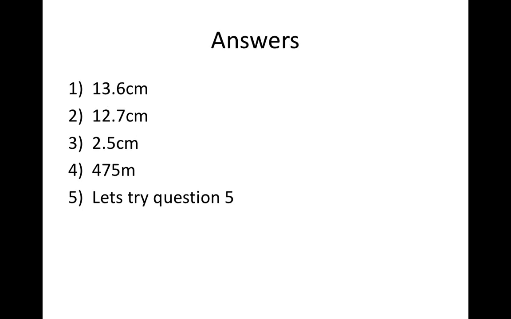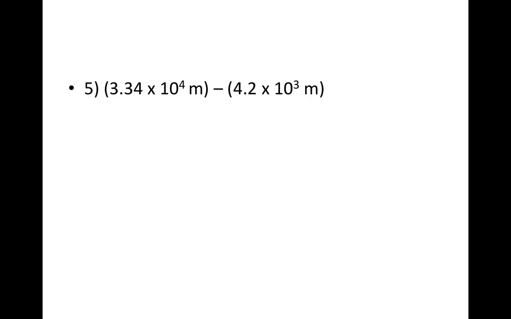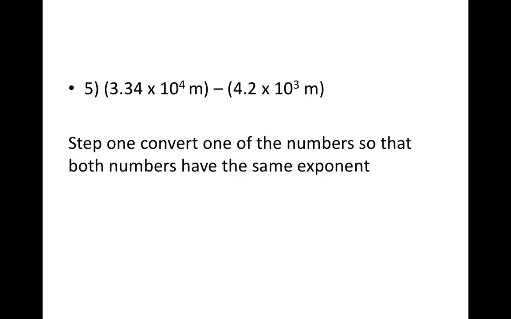Okay, here are your answers. Check your work and make corrections where you need to. And we're going to go over question 5 in more detail. So here's question 5. When you're adding or subtracting numbers in scientific notation, you have to make the two numbers have the same exponent. So step 1, convert one of the numbers so that both numbers have the same exponent.